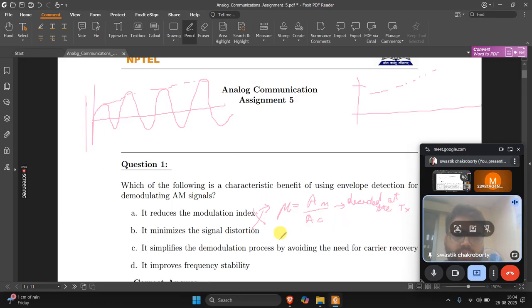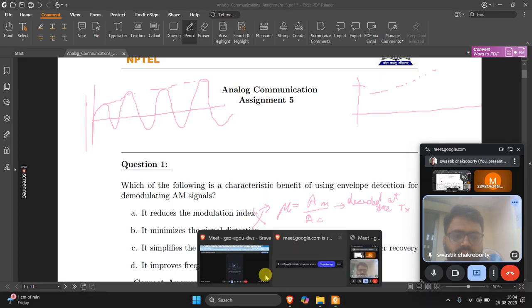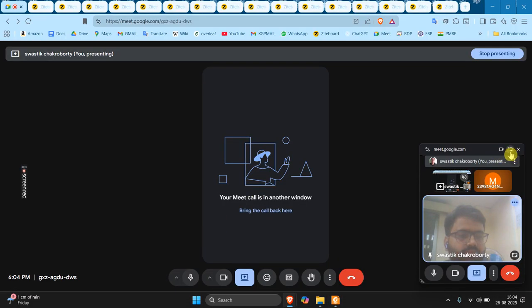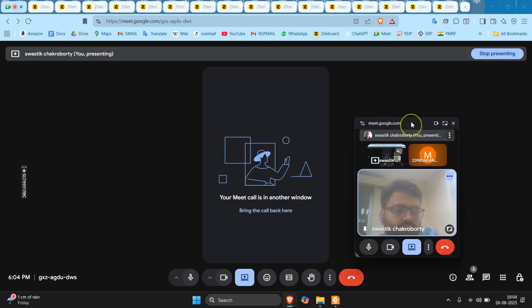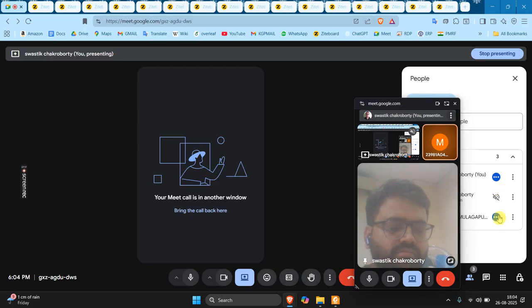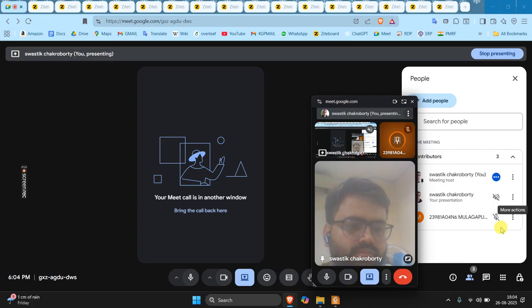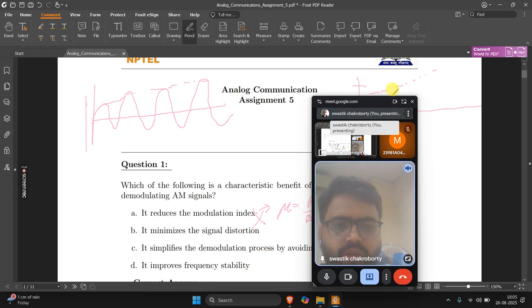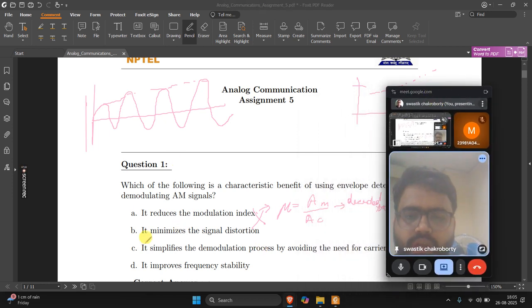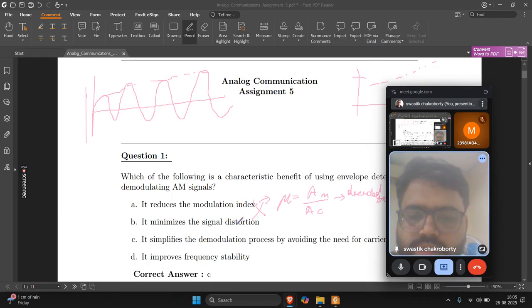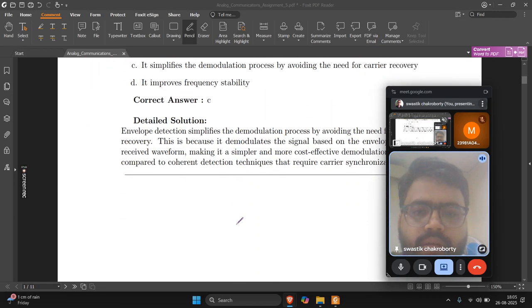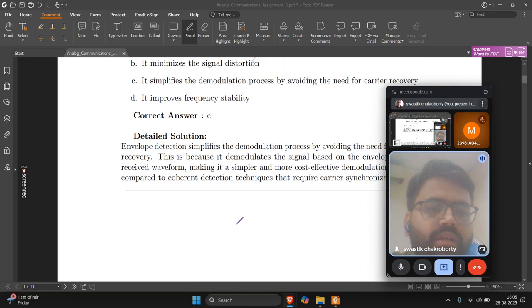This is not a characteristic benefit because this is not possible at the transmitter side. Now, the second option is that it minimizes the signal distortion. This we will come to later. And next is that it simplifies the demodulation process by avoiding the need for carrier recovery.